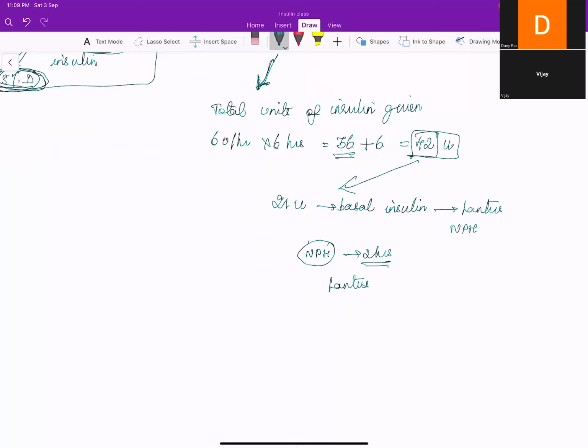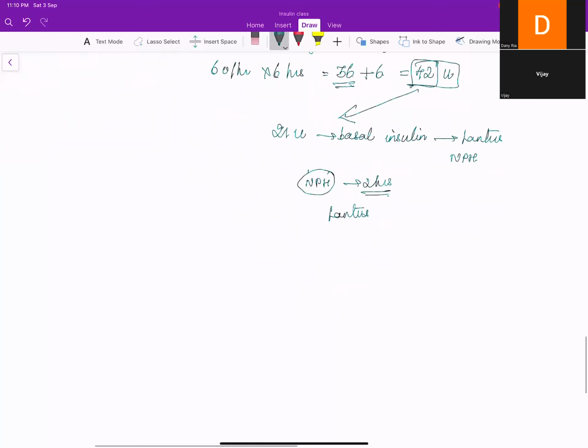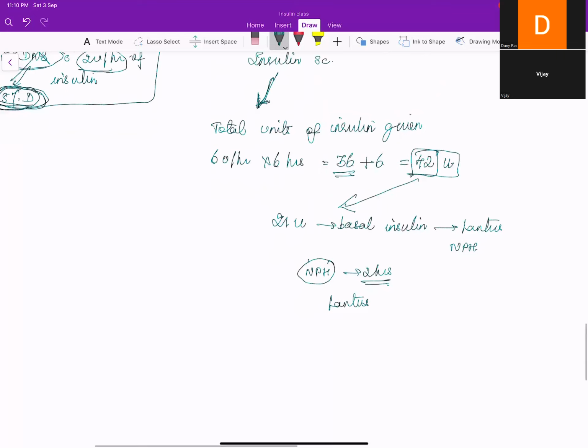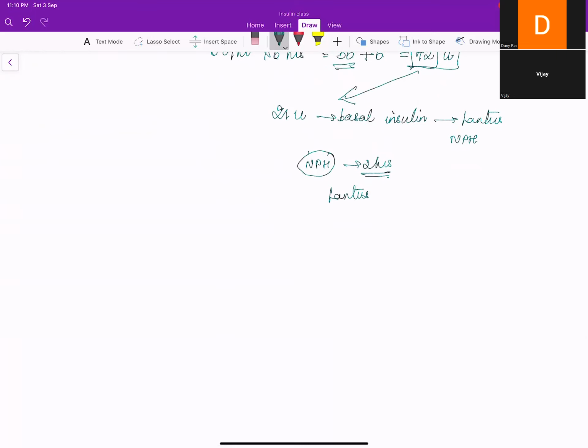So that means if you are planning to give NPH, we have to give this 50% of the dose 2 hours before stopping the insulin. Okay. So prior to stopping insulin, you have to give NPH insulin, 50% of the dose of total insulin, as basal insulin prior to stopping the insulin infusion.